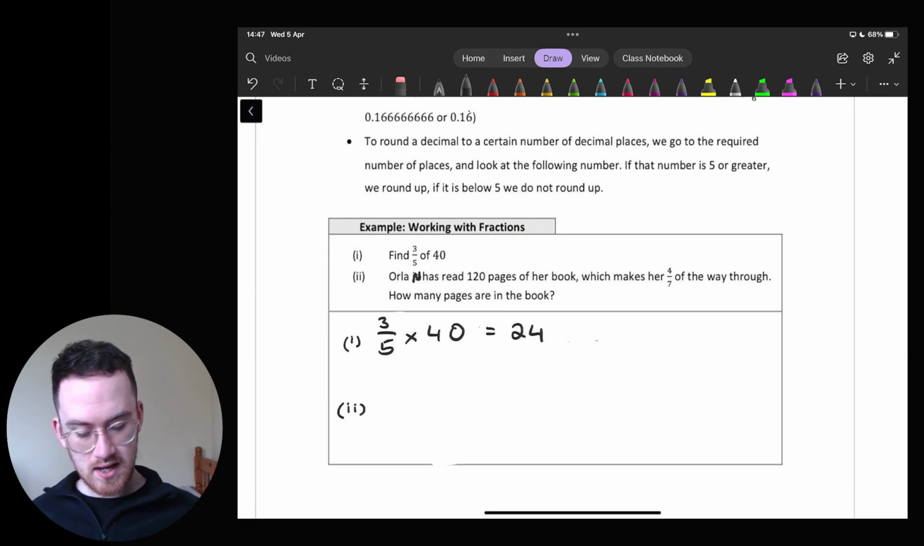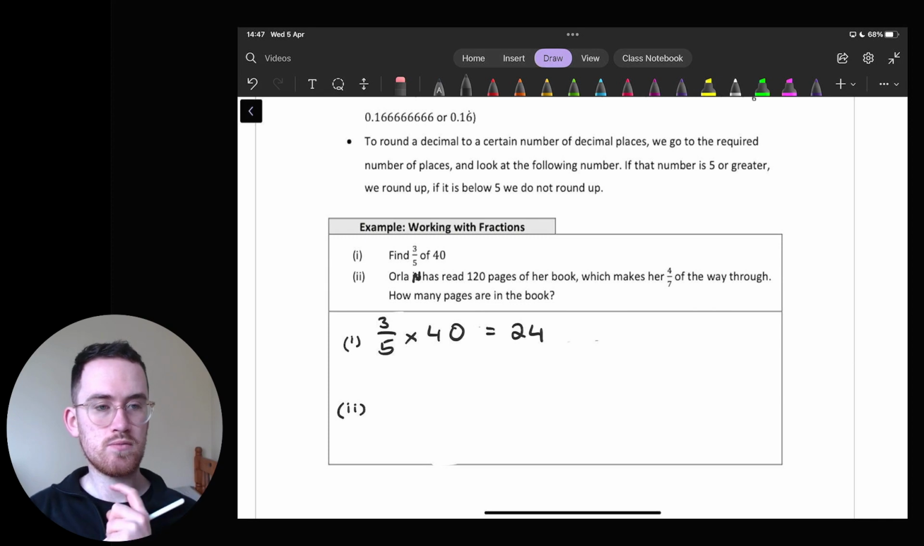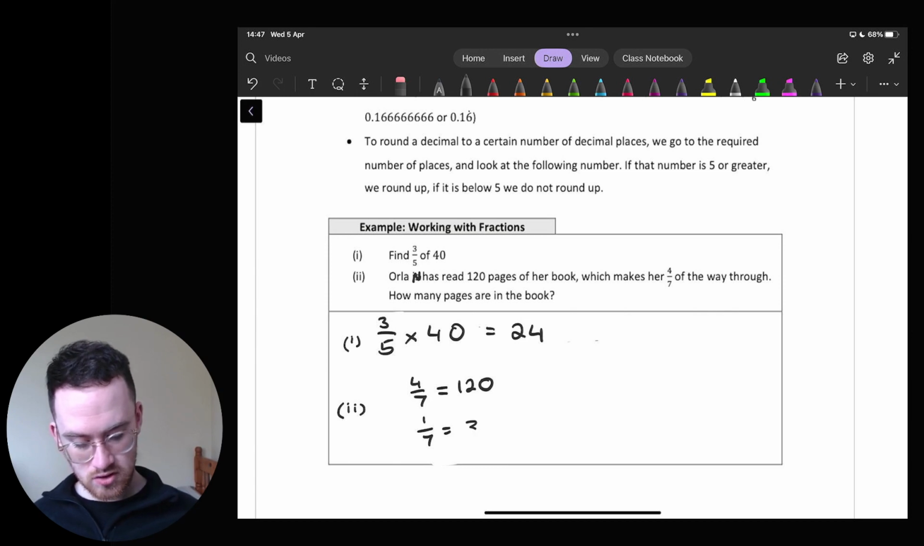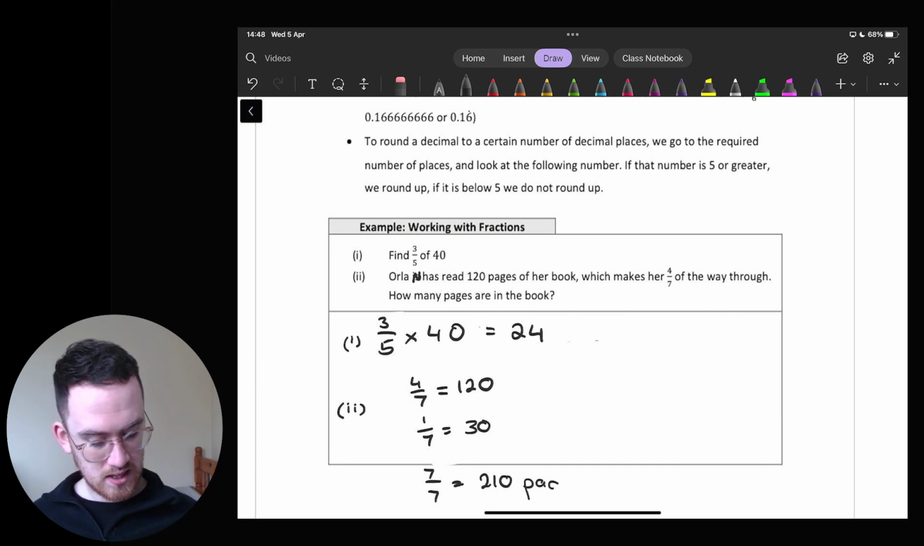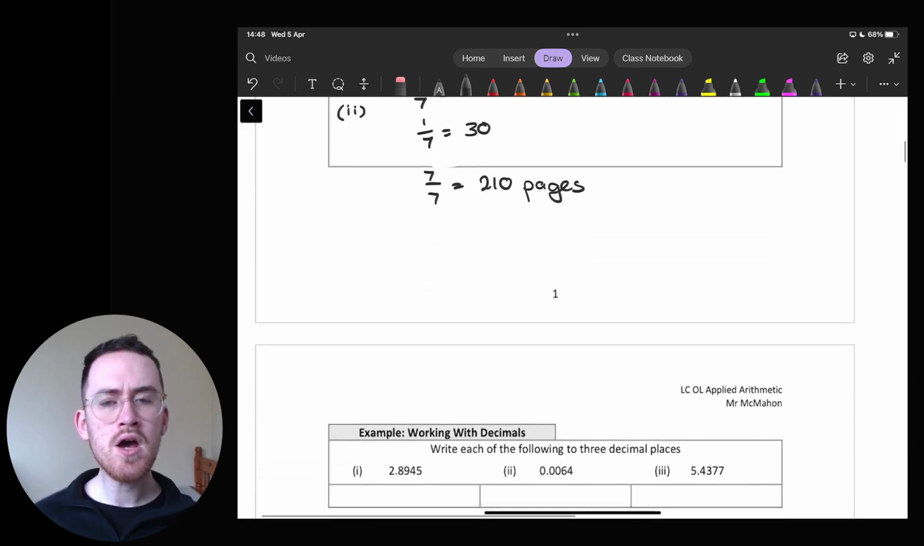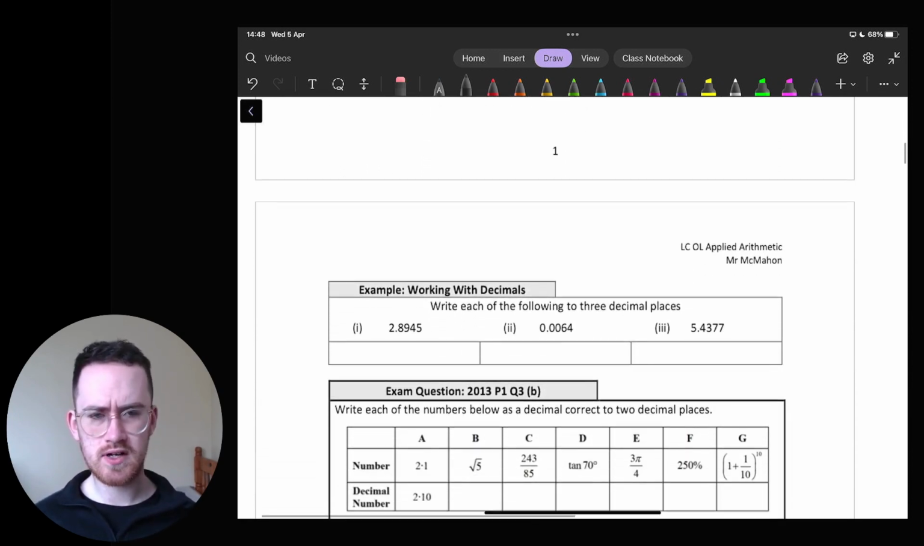Second part then, Orla has read 120 pages of her book, which makes her 4/7 of the way through. How many pages are in the book? Well, we take what we have. 4/7 is 120. 1/7 is 30 pages. And the whole book would be 7/7, so we multiply by 7, and we get 210 pages in total. We're going to look at that a little bit later as well, but these are all things you should be fairly familiar and fluent with.